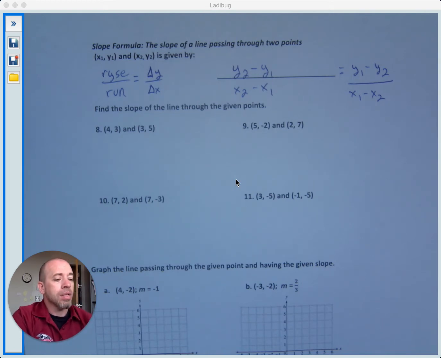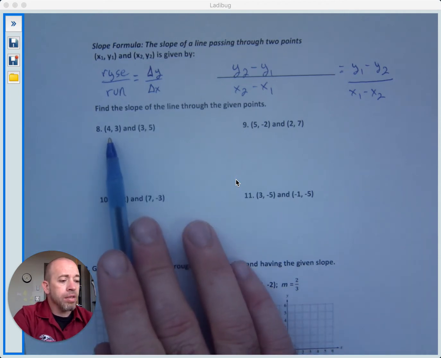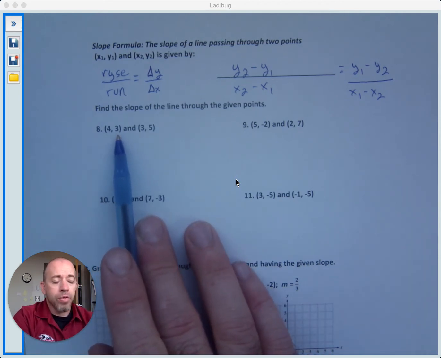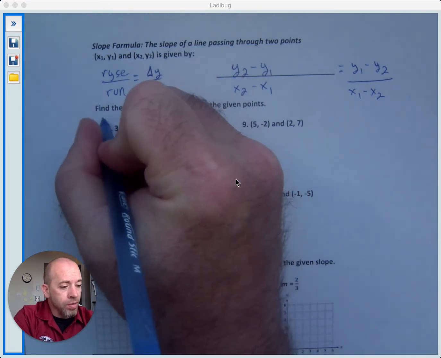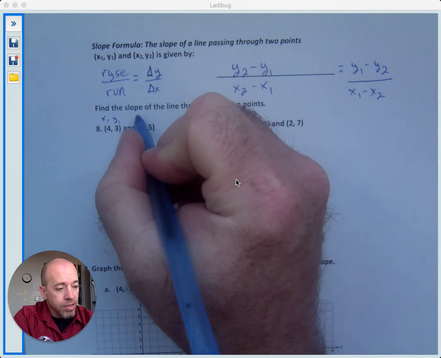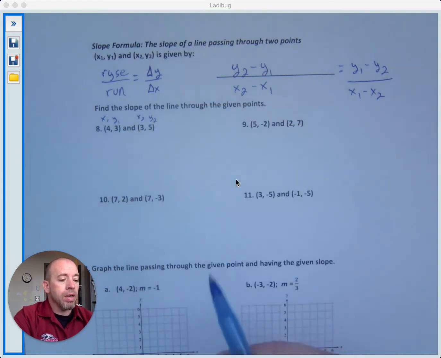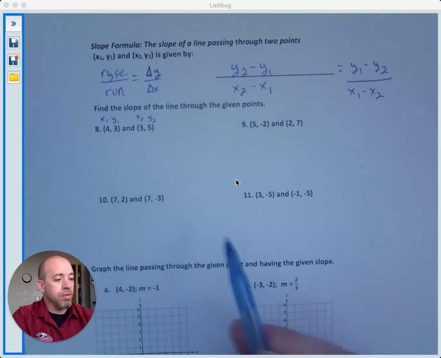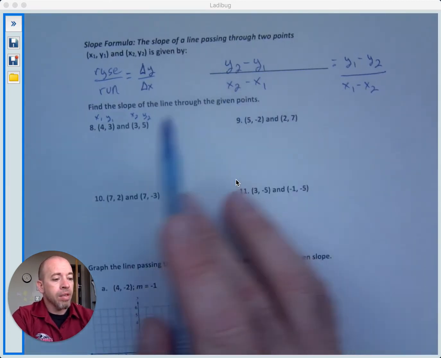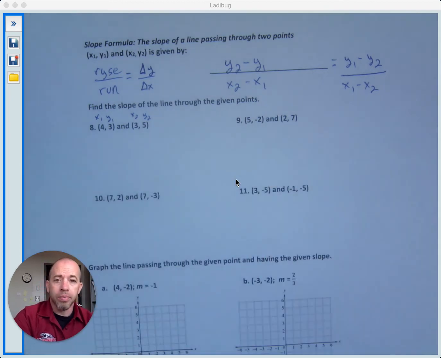So let's just jump into some examples. We have example 8 here. 4, 3, I'm going to make that my x1, y1. 3, 5, I'm going to make that my x2, y2. And then I can subtract the y's, subtract the x's. I'm going to use this guy right here. So 5 minus 3. And slope, by the way, is usually given in algebra the variable m.